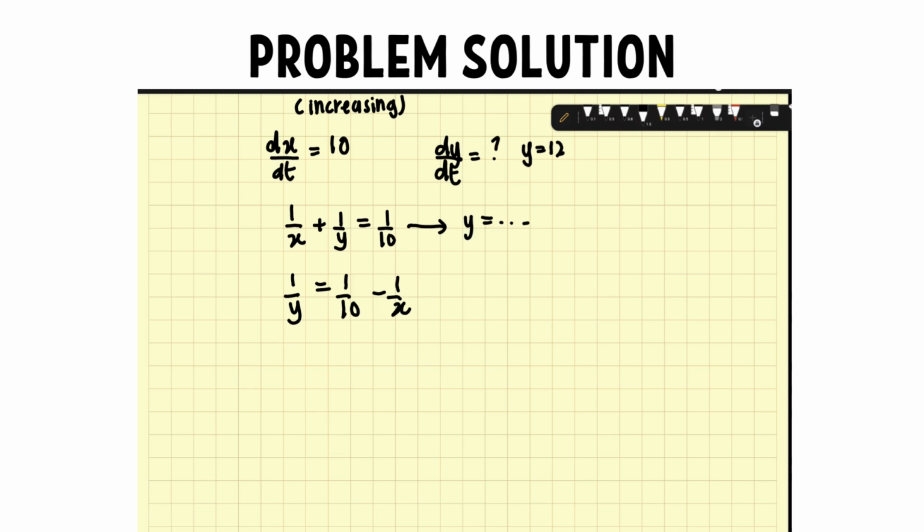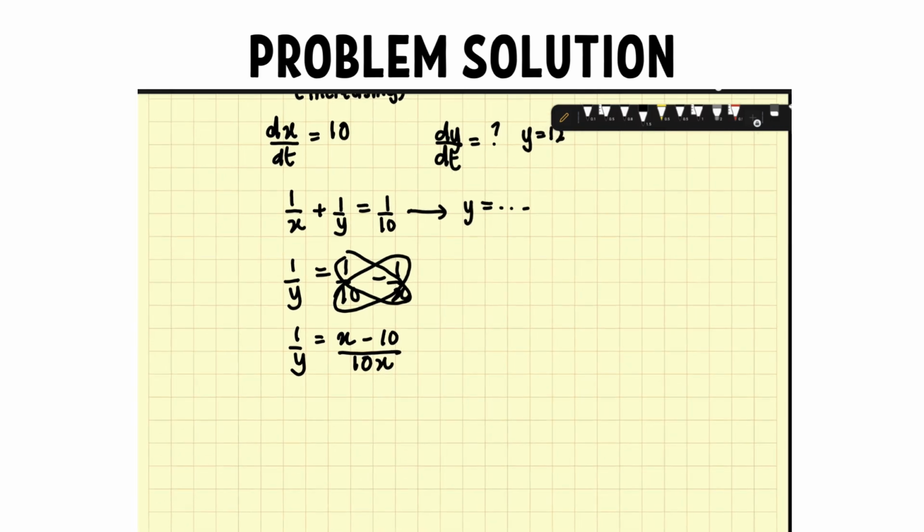And then we will use the butterfly method to make sure that they only have one denominator. So (x - 10)/10x. Since the equation is 1/y, we just have to twist both denominator and numerator, so the equation will be y in terms of x. So y = 10x/(x - 10).